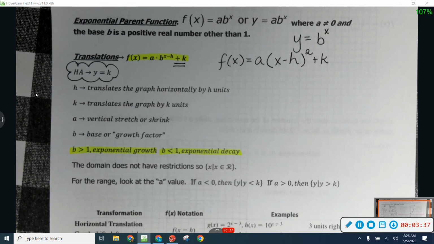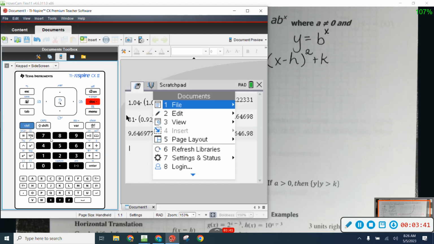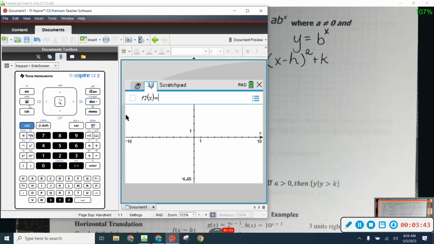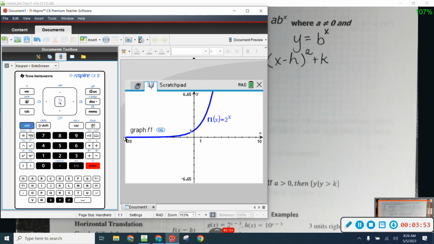So visually, you don't have to graph this, just look at the screen. If I were to graph 2 to the x power, okay, that's a parent function. That's what it would look like. Okay, so see how it starts to level out around the x-axis? That's my asymptote. It doesn't go down past the x-axis. So y equals 0 would be my horizontal asymptote.